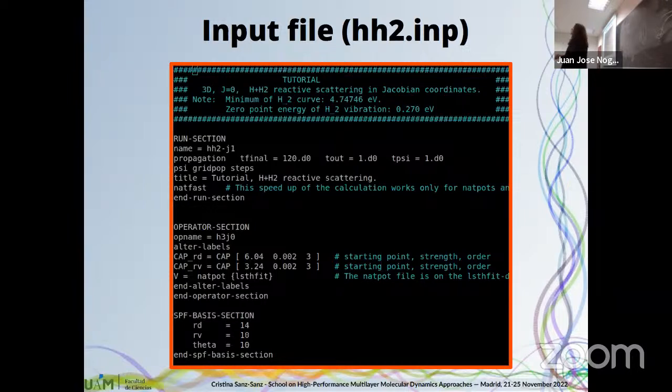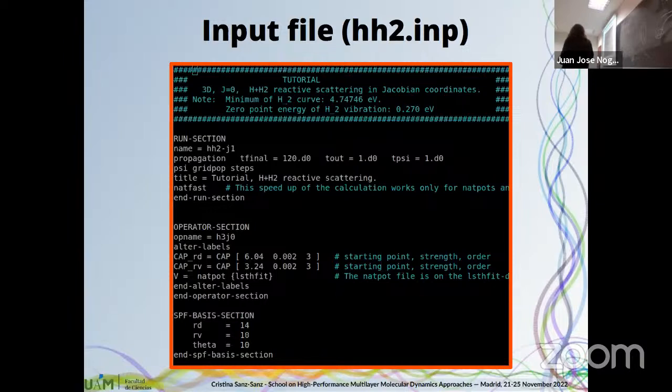Then you go to the operator section. Basically, when you say, I want you to use the operator that I have just created, that is the H3J0. Okay? The next thing is related to this complex absorbing potential that I talked about this morning. It's called complex absorbing potential, or a CAP. We call it CAP all the time. Okay? And then it has certain values.